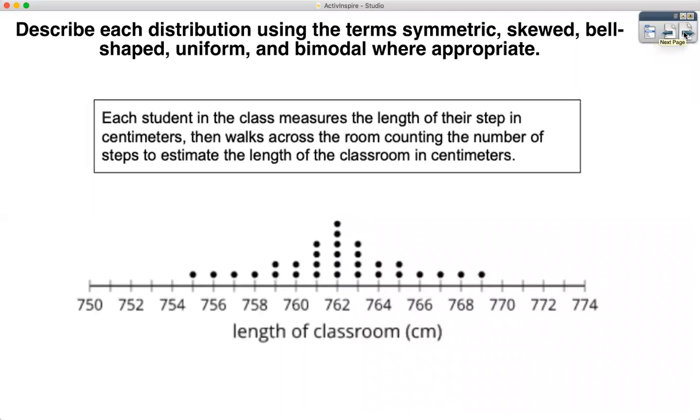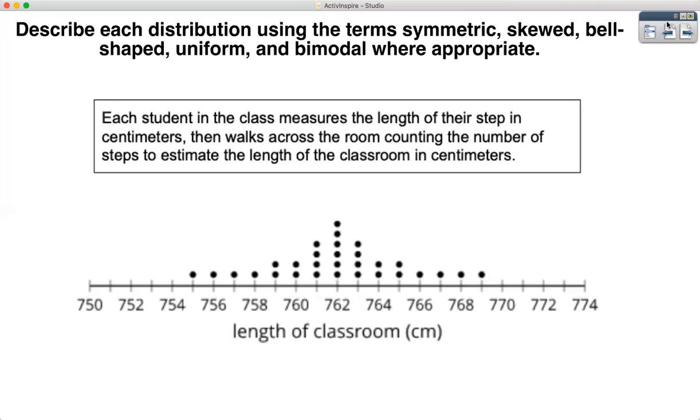All right, this is our first data set. It says, each student in the class measures the length of their step in centimeters, then walks across the room counting the number of steps to estimate the length of the classroom in centimeters. And your job is to describe this distribution using the terms symmetric, skewed, bell-shaped, uniform, and bimodal where appropriate. Now, what I encourage you to do after I present each data set, I encourage you to pause the video and see if you can figure out how to describe each distribution. Whenever you think you have it, then just go ahead and unpause and we will continue to review.